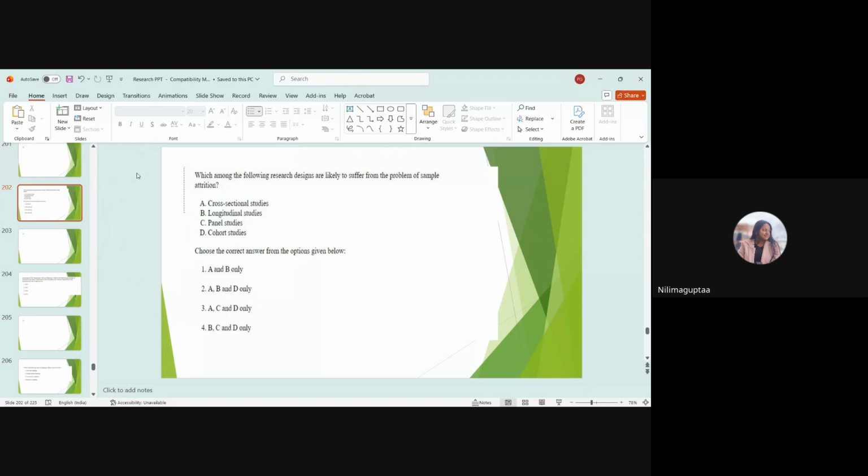Very good. Answer is 4. Okay. So a longitudinal study, as I told you, is a very long study. It goes for decades, 20, 25 years, 30 years. There is a very high chance that people will like to withdraw. Okay, that is what we call attrition. People will back out. And then the researcher will face problems with regard to sample attrition.